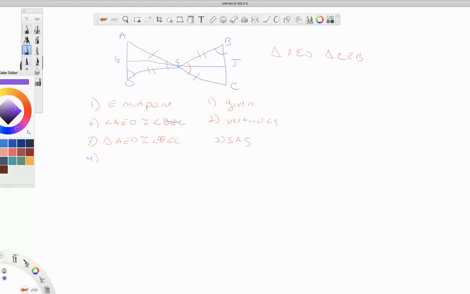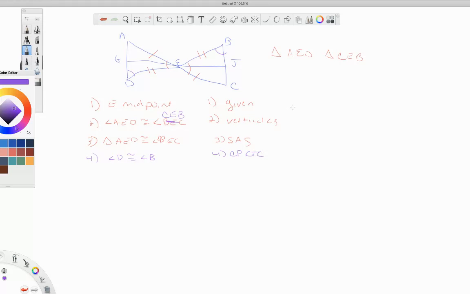Oh, I wrote this wrong. They're in the same position, so I can say angle D is congruent to angle B because of CPCTC.